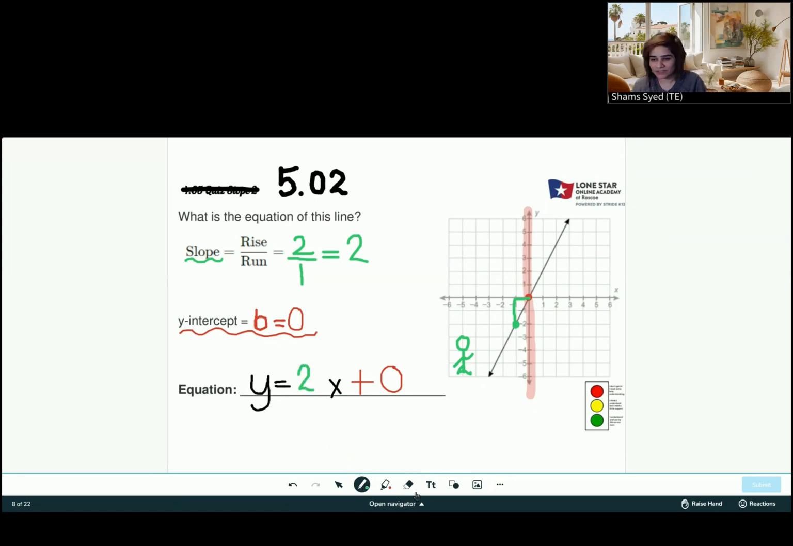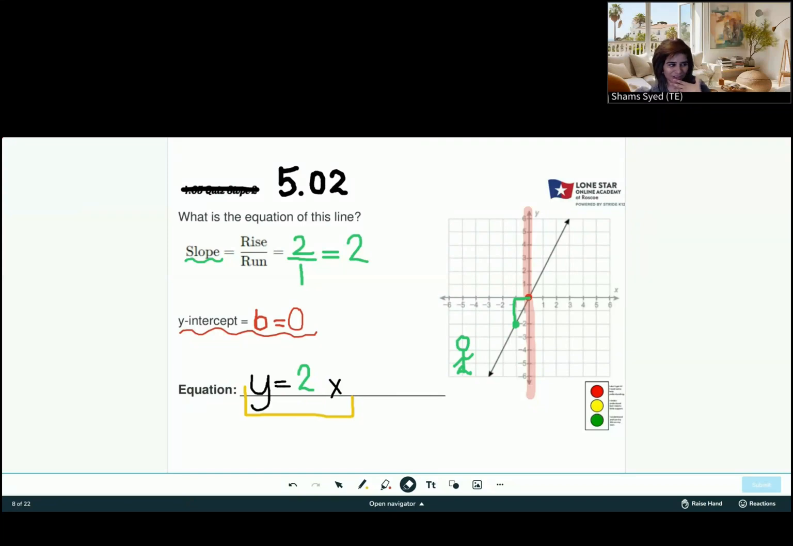Class, notice this is a proportional graph, and you can just say the equation is y equals 2x. You don't need a plus 0. You can just erase it afterwards. Okay, so the equation is y equals 2x. It's a proportional graph. Take away the plus 0. You never say, well, teacher, the answer is 15 plus 0. Plus 0 makes no difference.